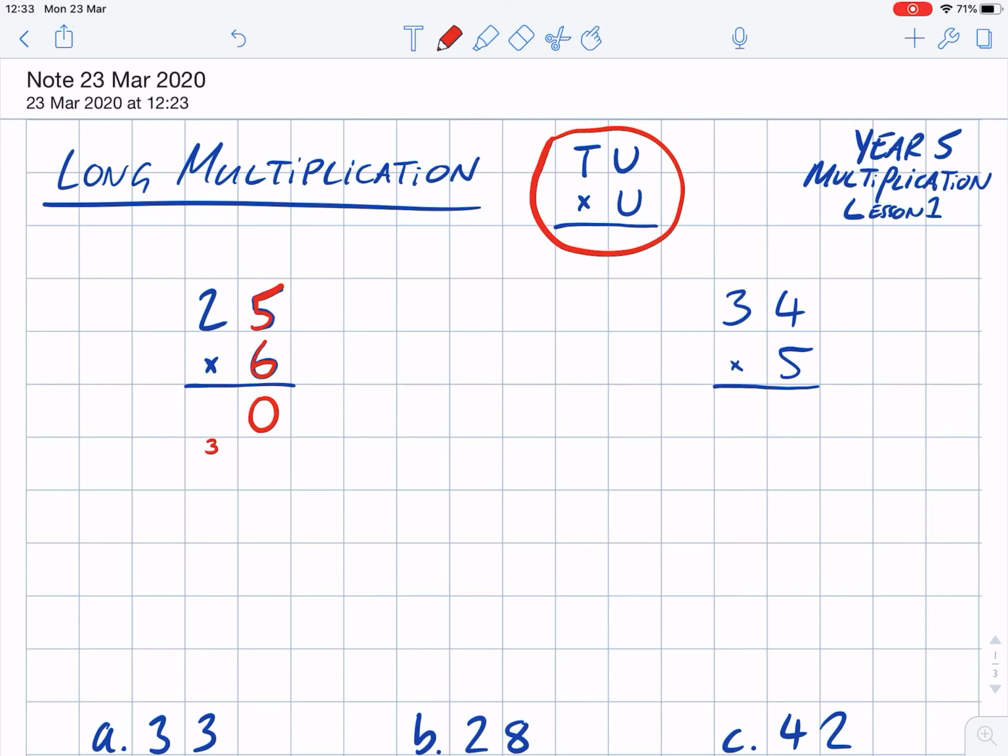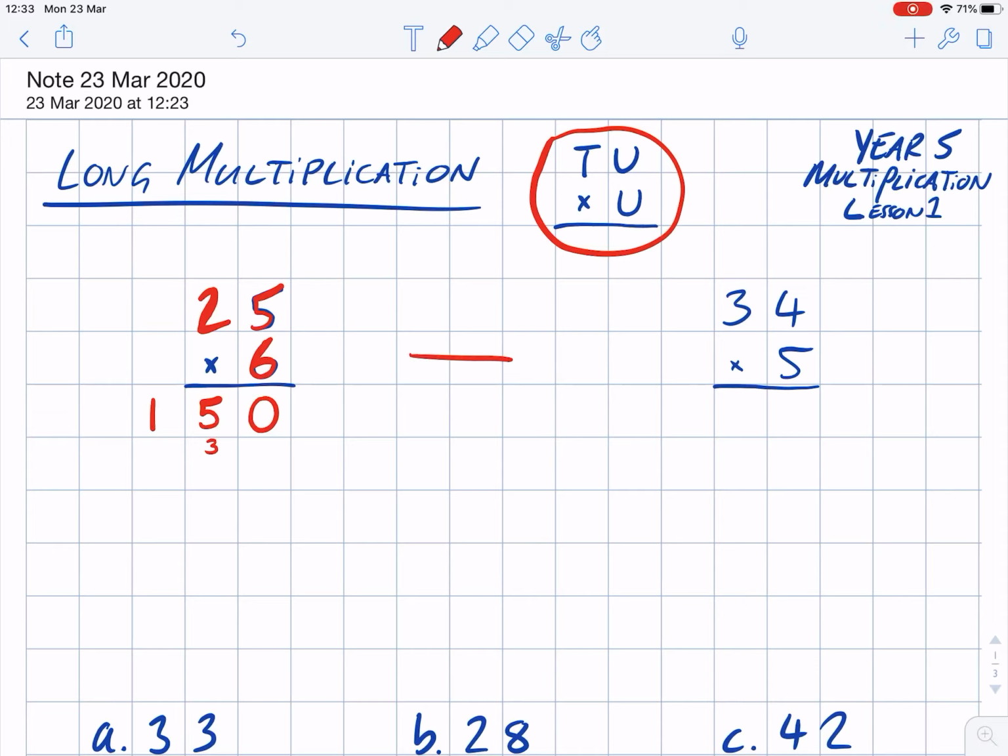I now need to do, again, this 6 multiplied by 2. Even though it's 20, I can call it a 2 because I'm talking about it in its correct column. 6 multiplied by that 2 is 12. Add the 3 underneath, and I get 150.